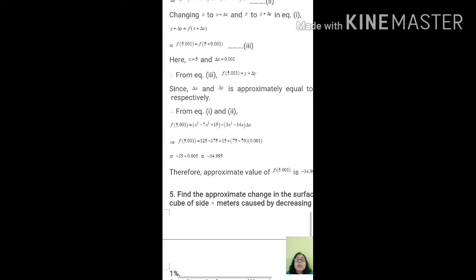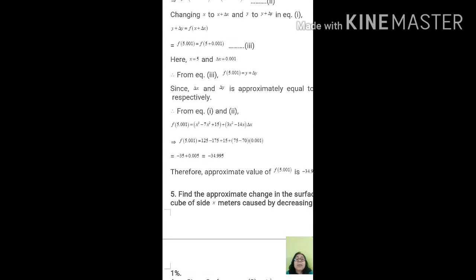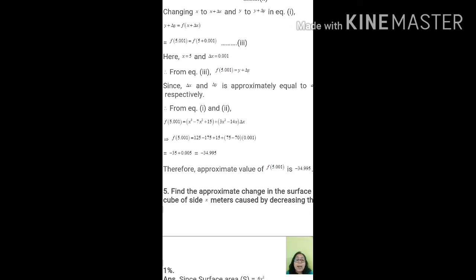Now from equations 1 and 2, f of 5.001 is the function which is given, x cube minus 7x square plus 15, plus delta y. That delta y is what we found: 3x square minus 14x into delta x. So just put the value of x here, x is 5, then it is coming minus 35.005, that is minus 34.995. This is the approximate value.